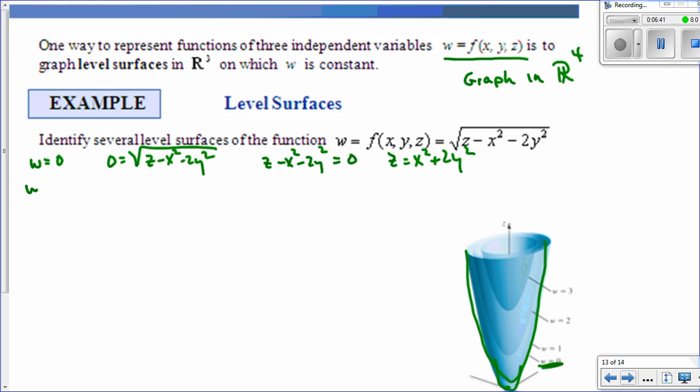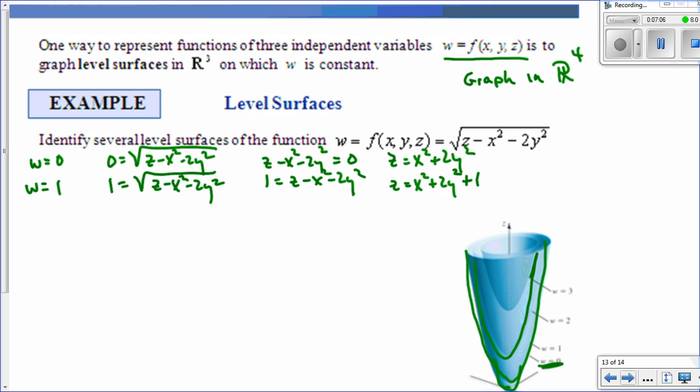So now let's look at W equal to 1. We would have 1 equal to z minus x squared minus 2y squared. So z equal to x squared plus 2y squared plus 1. Again, you've got a paraboloid, but now it's shifted up 1. And so that would be this paraboloid. And every point on that paraboloid corresponds to W being 1.